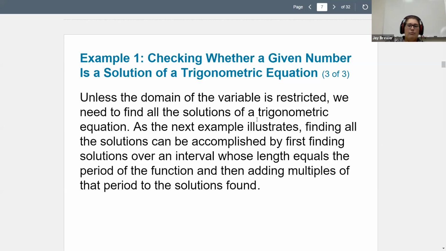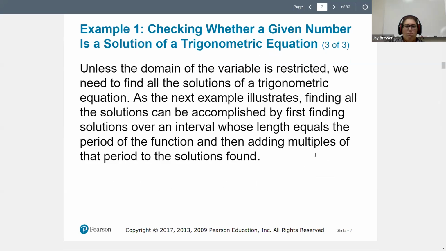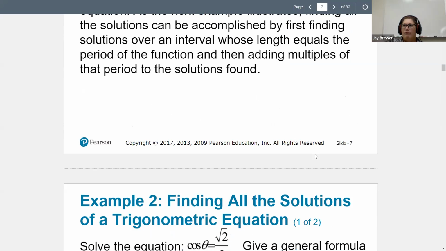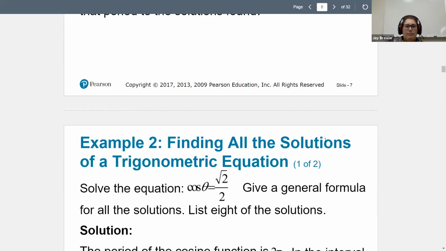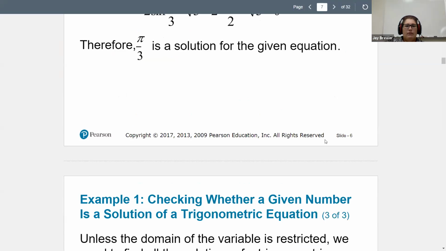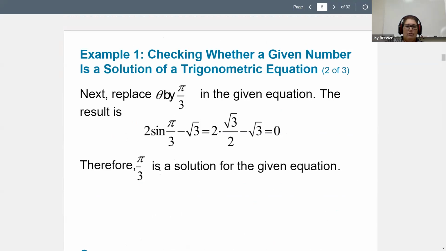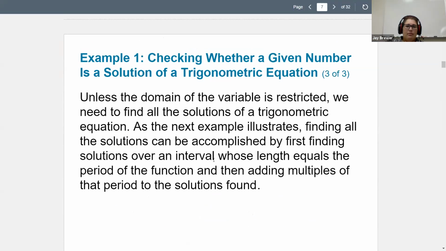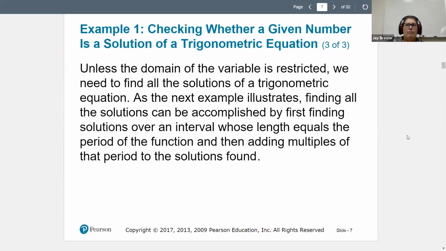So pi over 3, what would the next one be? Like 5 pi over 6 maybe? So you can't just stop at pi over 3. Notice it says pi over 3 is a solution for the given equation, not the solution. Okay? I think in Pearson, there's going to be a part where you have to answer like the next 5 solutions, okay?